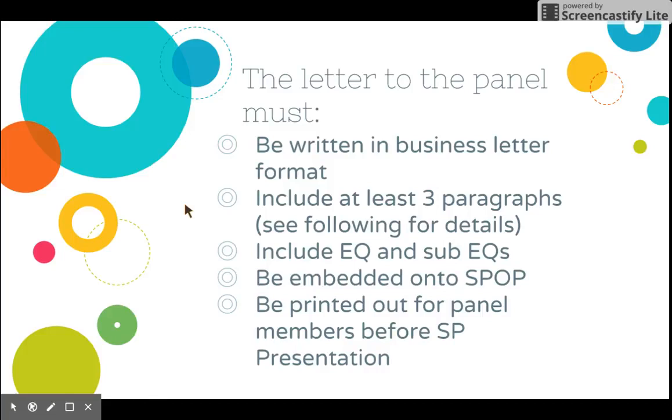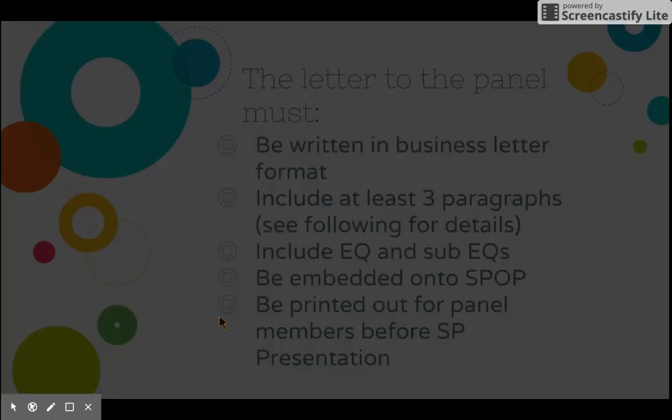It's going to include your essential question and your sub-essential questions. That's actually pretty helpful during the presentation because sometimes students go through that part really fast, and it's good to have it right in front of them while the presentation is going on. In terms of where it's going to be on the SPOP, it's going to be embedded right there on the letter to the panel page. And then this is important. On the day of your presentation, bring 3 copies with you for the panel members. You'd be surprised how many students forget that piece.